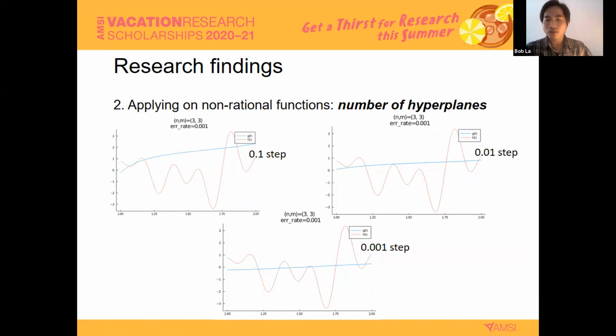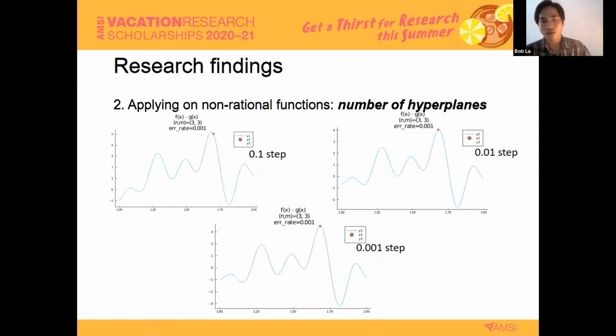Then we see what about the number of hyperplanes. Can changing the number of hyperplanes create a better result or not? It did a bit better, but it still did not fix the issue as we expected. And the same result happened.